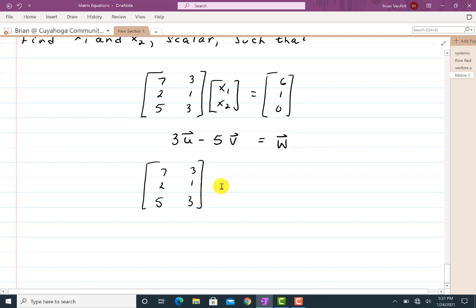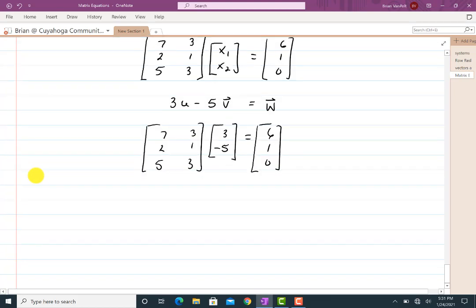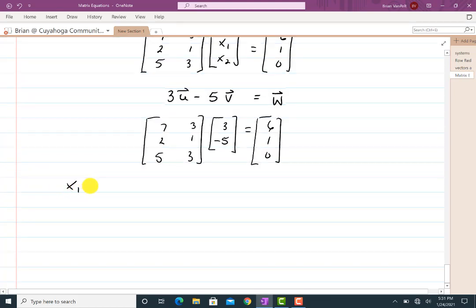I have my x1 and x2 right here. The x1 will be attached to u, the first column, and the x2 will be attached to the second column. And so we know what our answers could be. I could put a 3 for x1 and a negative 5 for x2, and so I've got an answer. So x1 equals 3, x2 equals negative 5.